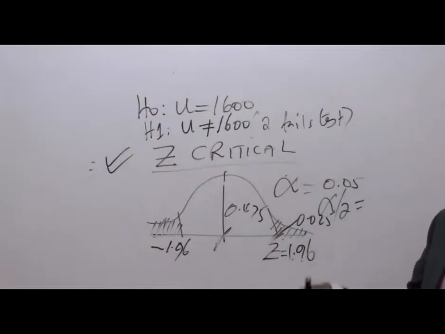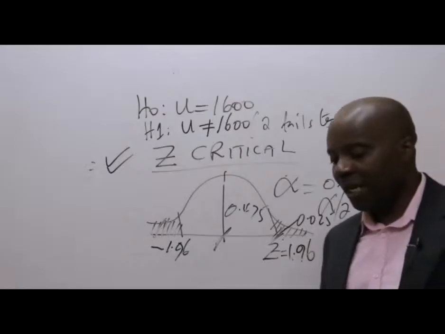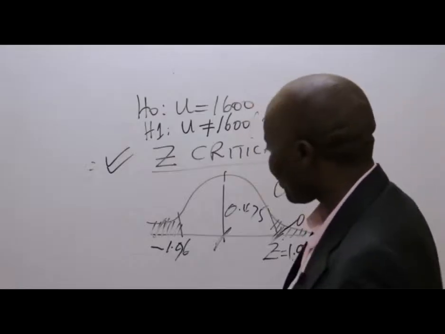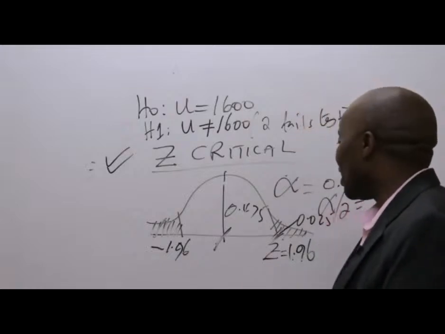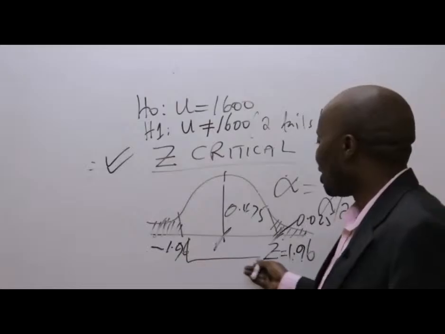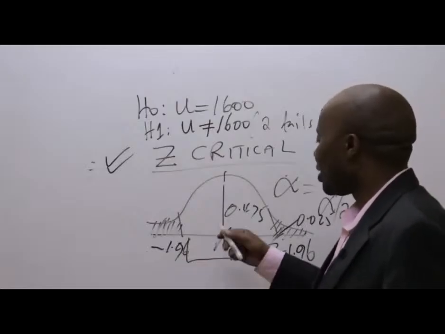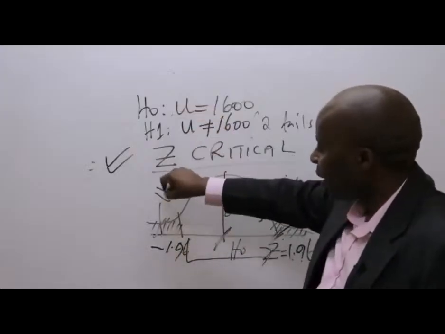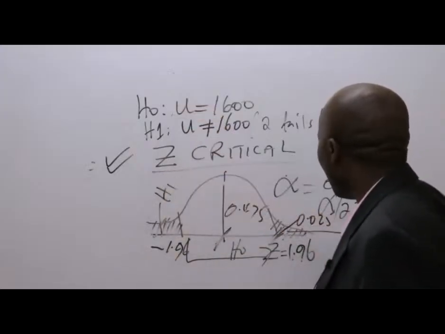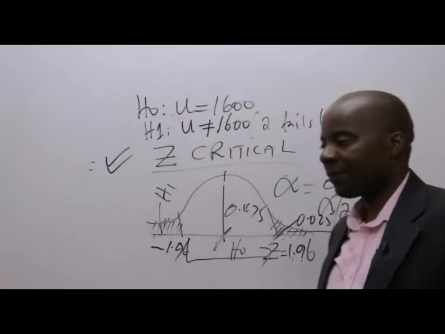So now you need to move to the last area. Before I go to the last area, I want you to indicate there that this unshaded region is the H0 region. The shaded ones, these are the H1 regions.